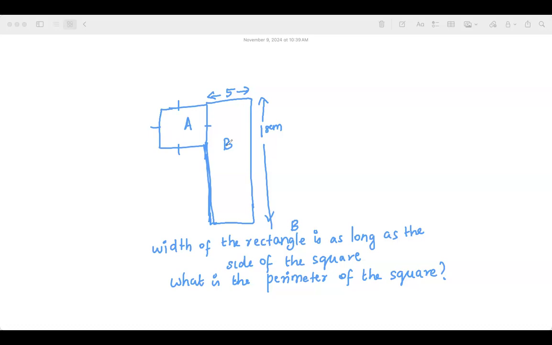And one more question I'll add to this problem. There are two questions here, okay? What is the perimeter of the figure?